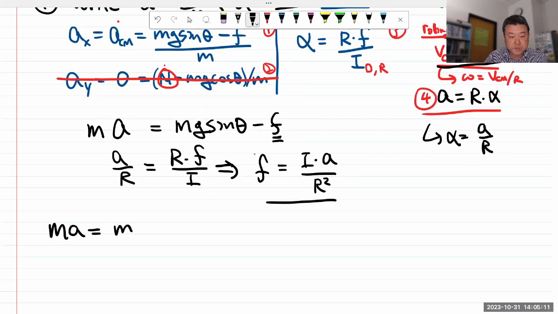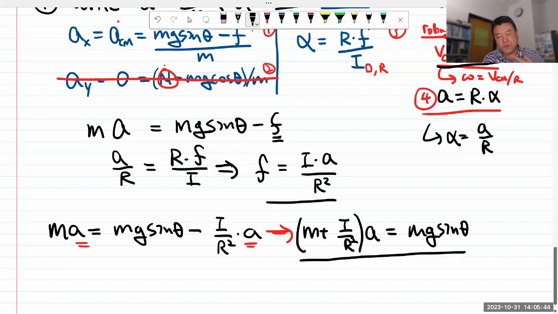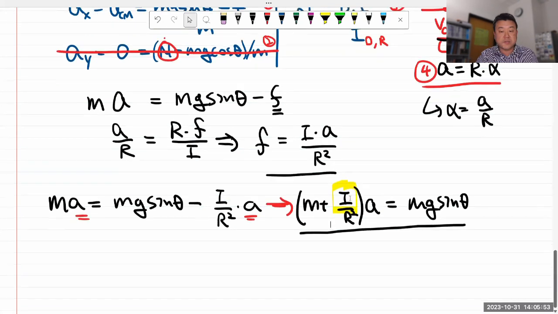MA is equal to MG sine theta minus all of that, I over R squared times A. Let me collect the like terms. Then I'm going to move this term over to the left hand side and then factor out A. When I do that, I get (M plus I over R squared) times A is equal to mg sine theta. I think this is as far as I can get, well, maybe one more step, but close to as far as I can get without having a specific expression for I. So let's work out two scenarios.